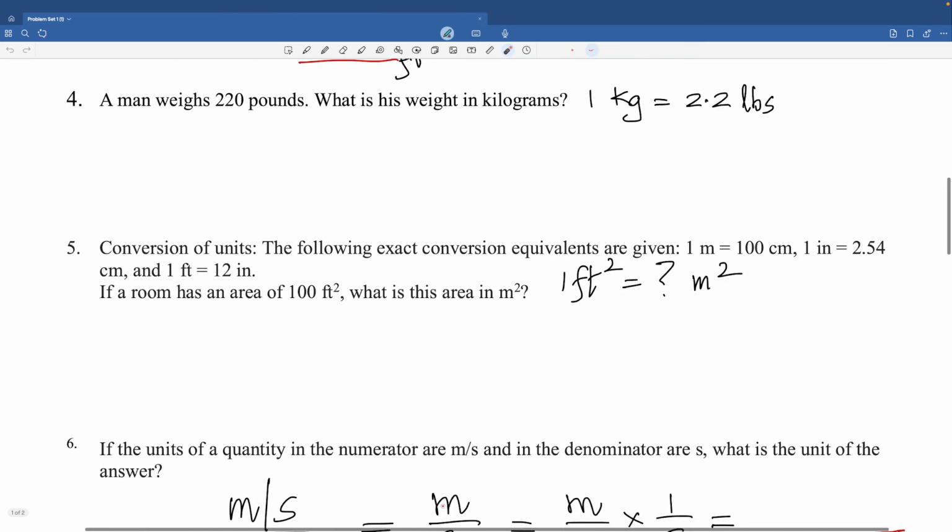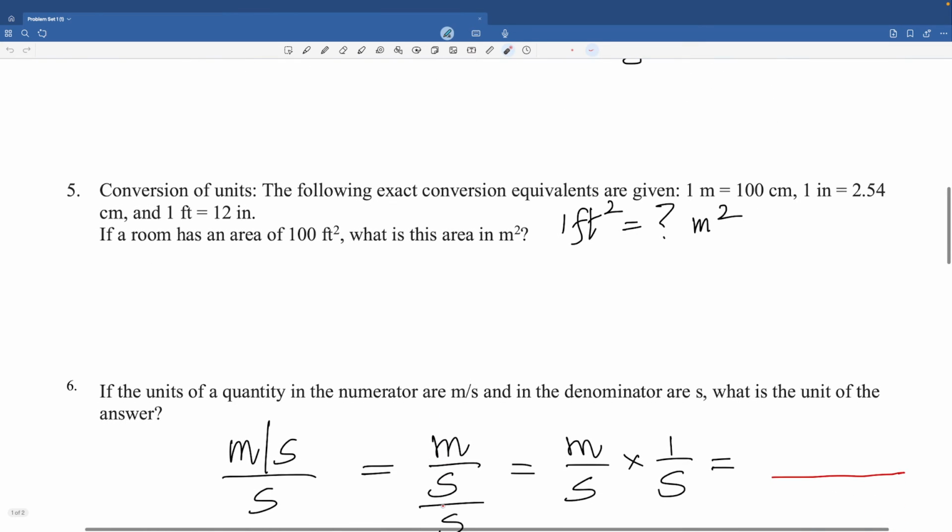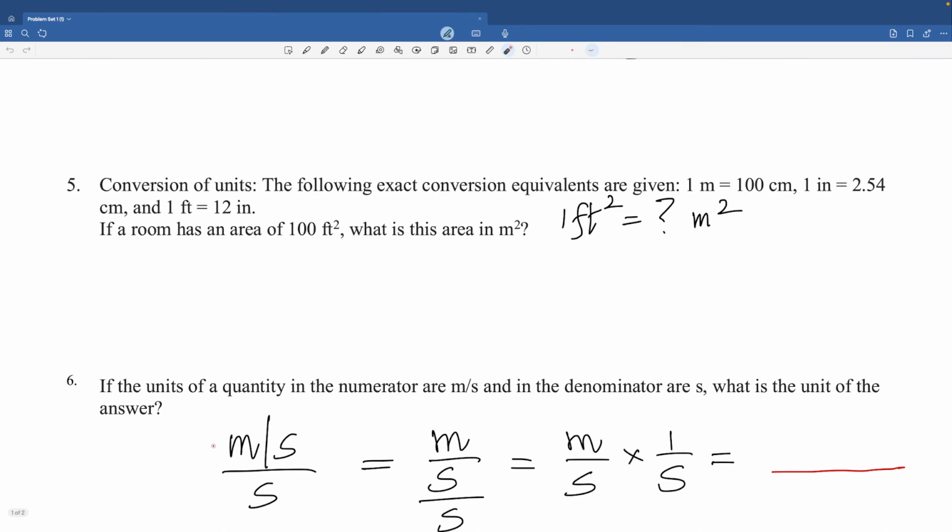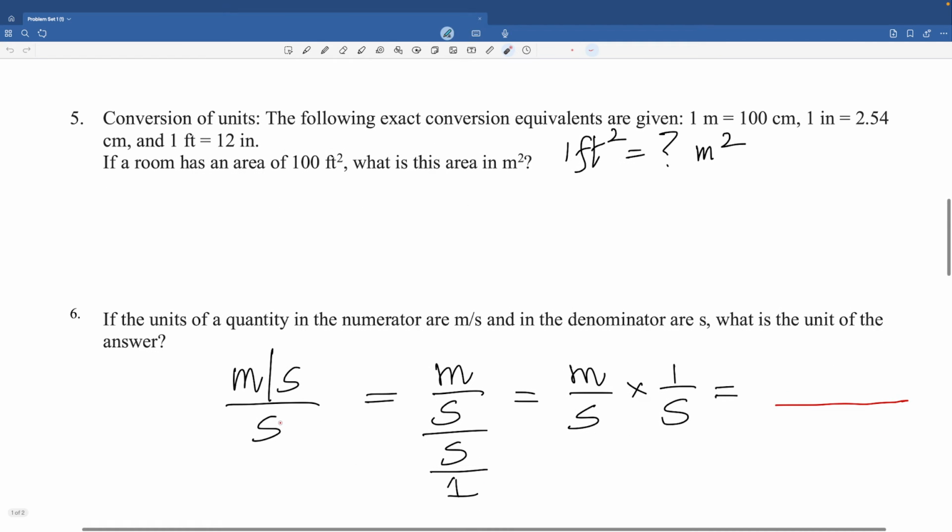So if you look at it step by step, I've done it for you. Meter per second by second. That's the first step. And then when you write divided by second, you know that dividing any number by 1 does not change it. So in the next step, I just included divided by 1 here.